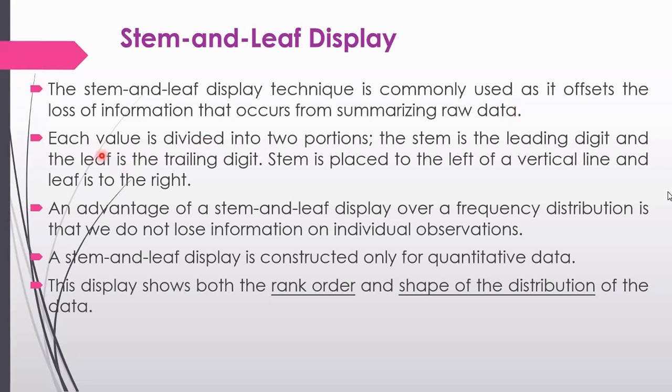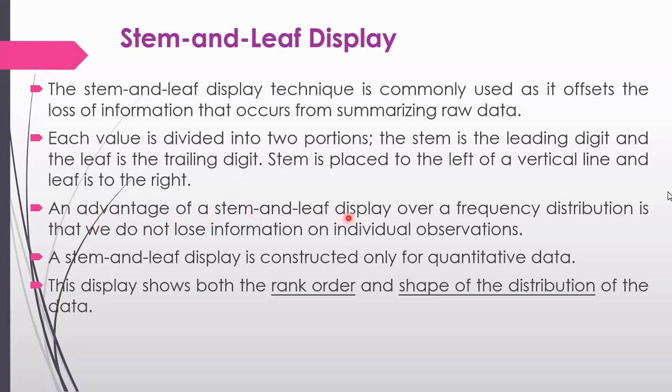To organize the raw data in the stem and leaf display, each value is divided into two portions. The stem is the leading digit, the left-hand side digit. It may be one digit or two digits, according to the raw data. The trailing digit is the leaf, the right-hand side of the digits. The stem is placed to the left of a vertical line and the leaf to the right.